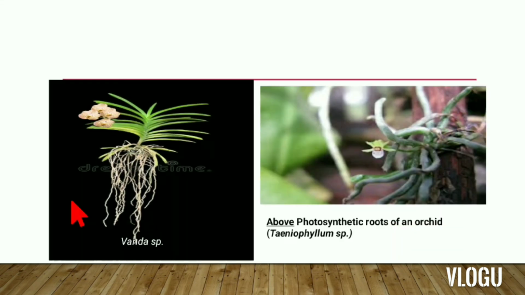So this is the picture of a Vanda wherein we can see some green chlorophyllous roots, which are exposed to sunlight and undergo the assimilation process. This slide talks about two examples. One is Vanda and the other one is the photosynthetic roots as seen in Taeniophyllum species, again an orchid. We can see here the green coloration of the roots, which when faced towards the sun go into the assimilatory process.